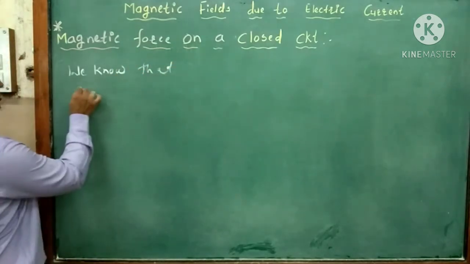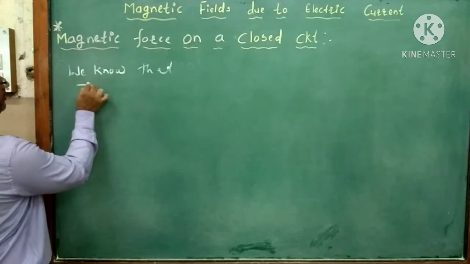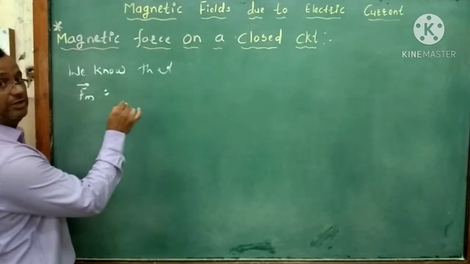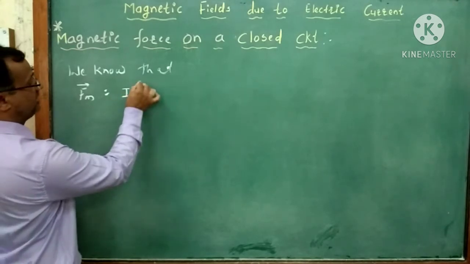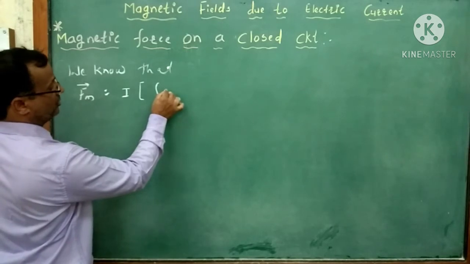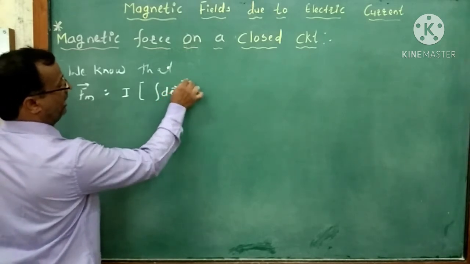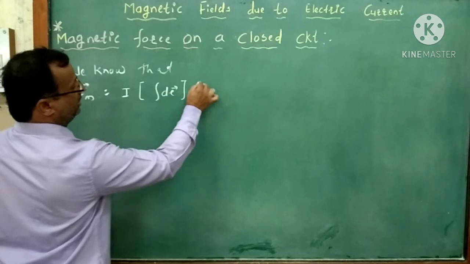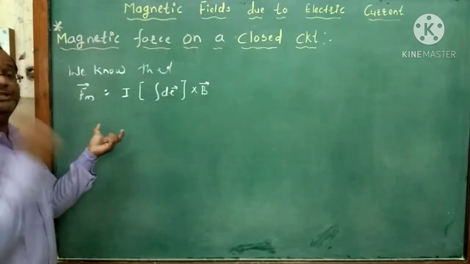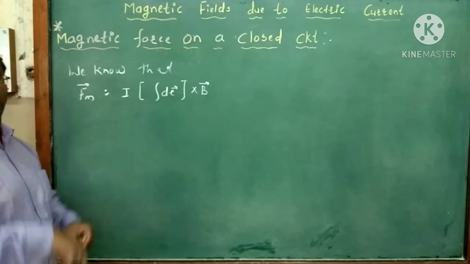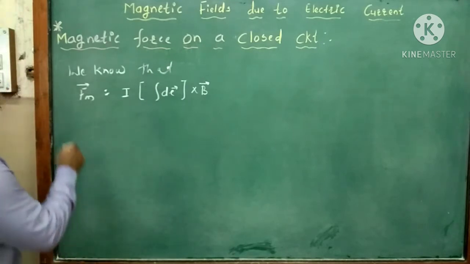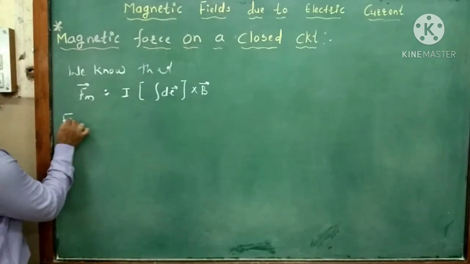the magnetic force on an arbitrary shape of the conductor, what we get there? Fm is equal to I, this I is as it is, then integration of vector dl cross vector B. Now this is the equation for the arbitrary shape of the conductor. Now we want to find out the same equation for a closed circuit.